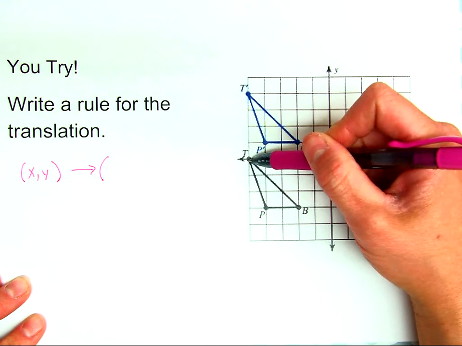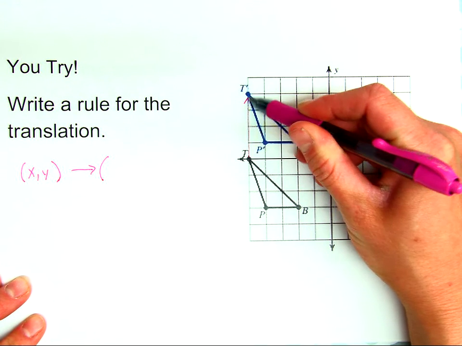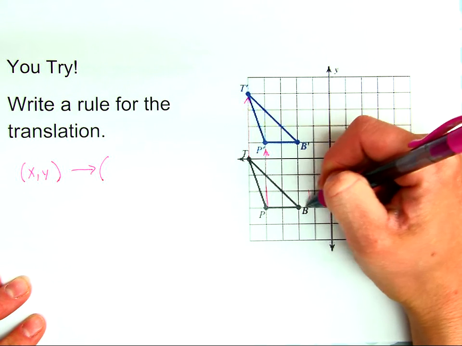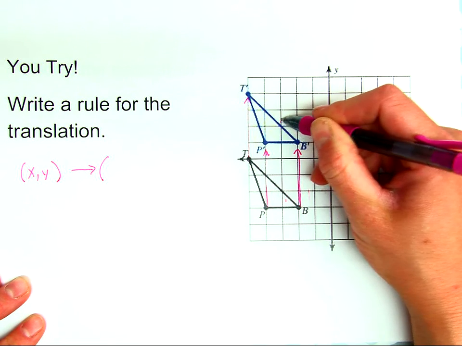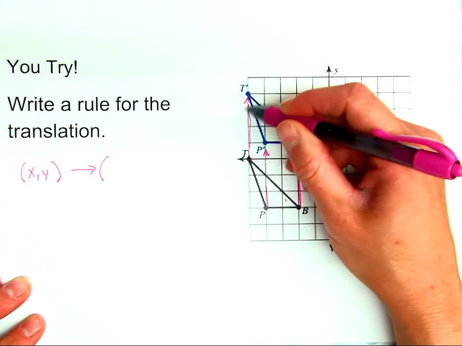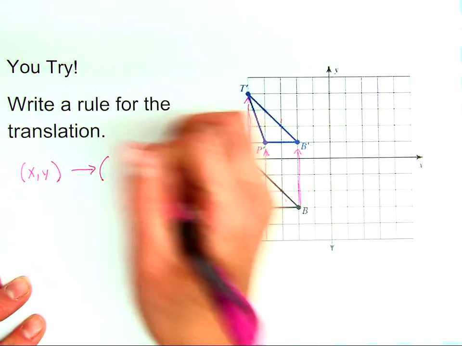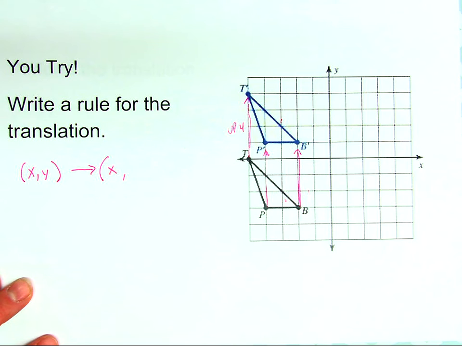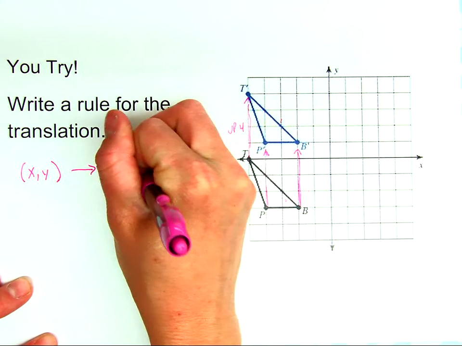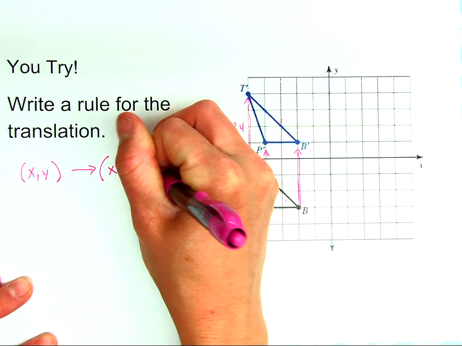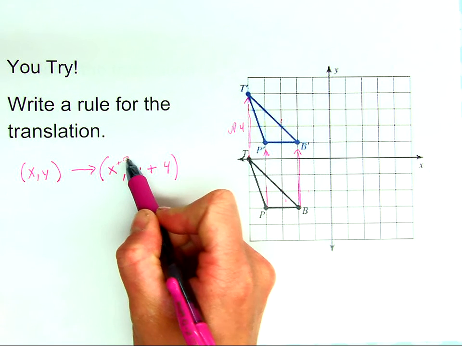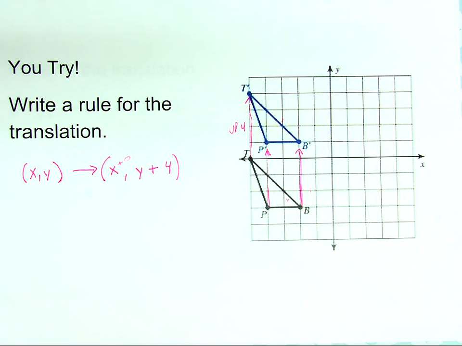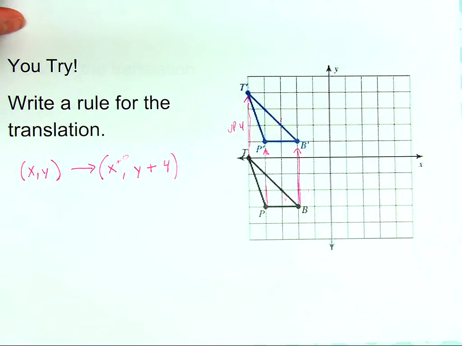So T is going to T prime, P is going to P prime, B is going to B prime. This is my pre-image, this is my final image there. So we are just moving up 4. We are not moving left or right at all, which means my x-coordinate is not changing, but my y-coordinate is increasing by 4. If you wanted to put +0 here, that is also fine, but we don't need it.